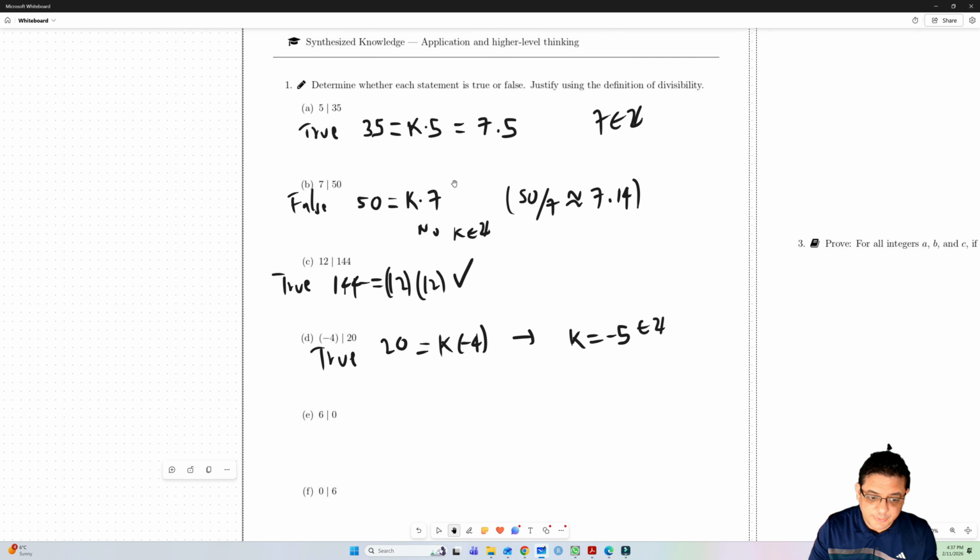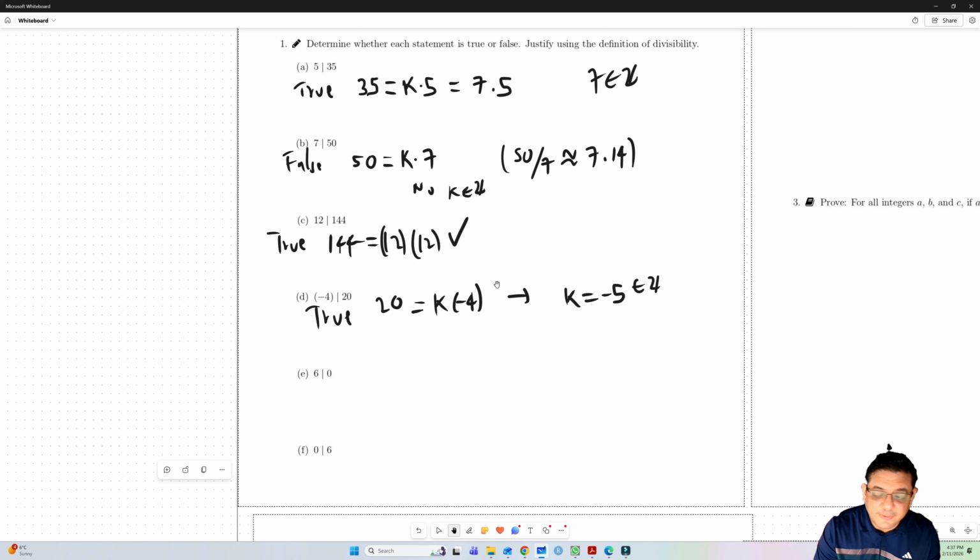Now, 6 divides 0. So this is going to be true, since this is pretty much saying 0 can be expressed as 6 times something, some integer k, and that integer here will be 0, right? 0 by 6 is 0, so that's going to work out.